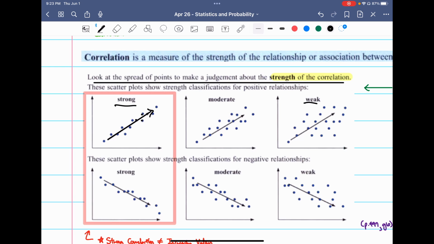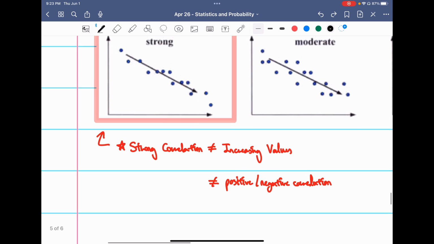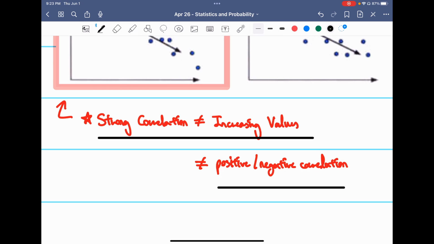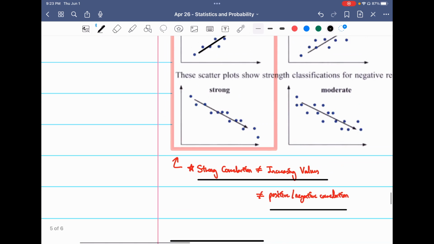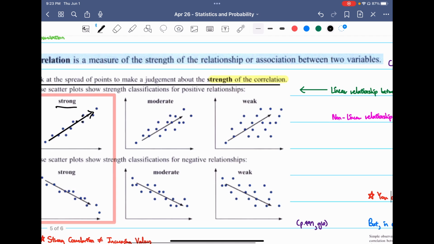That's for sure. And I also recommend you don't use the word moderate, because it's such a broad term. I'd rather just stick with strong or weak, then justify the reason, and you'll be fine. And one tip my friend wrote is that strong correlation doesn't necessarily mean the values are increasing, or that there's a positive or negative correlation. It just means there is a strong relationship within the data and the correlation graph.